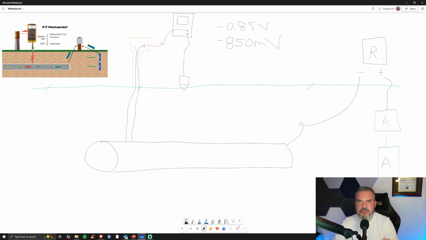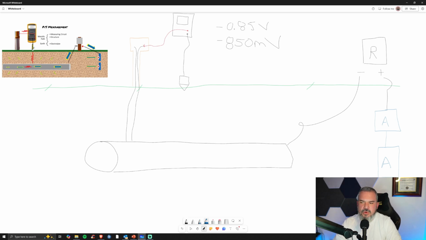So again, our measurement circuit is taken care of with a high input impedance meter and proper cabling. My pipe itself, I'm going to take a pipe-to-soil potential directly over the pipe at that test station. It's going to be a little more accurate than moving my reference cell out, obviously. And that's going to take care of my metallic path. Now let's talk about the earth.